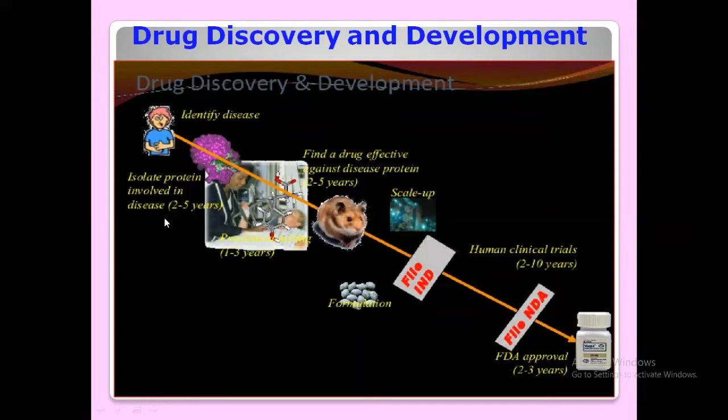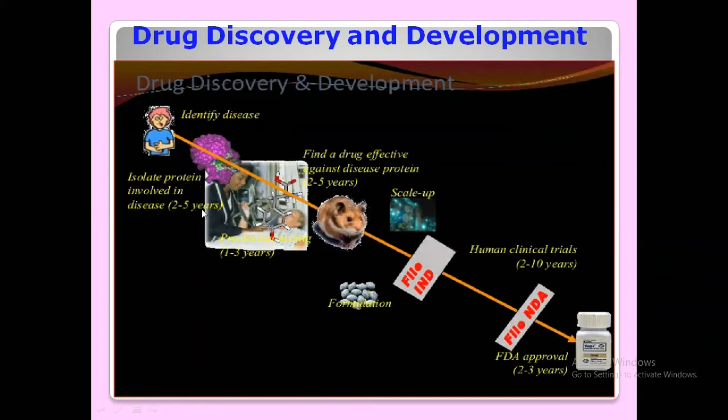Isolate the protein involved in that disease. For every kind of disease, some molecule, some protein, some chemical component may be responsible, even at the gene level. If it is a genetic disorder, you will have some problem at the gene level. So you have to identify and isolate that particular component or protein. For that, they say it will take 2 to 5 years. This is the old conventional method of drug discovery and development. Even identifying the responsible protein for a disease takes 2 to 5 years.